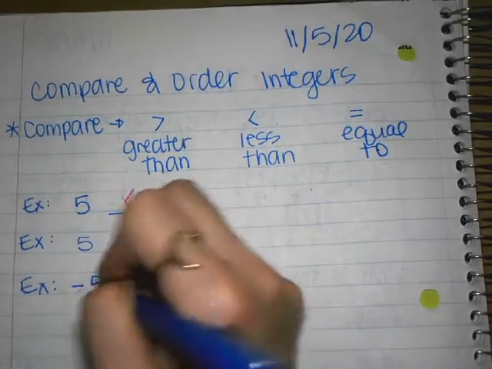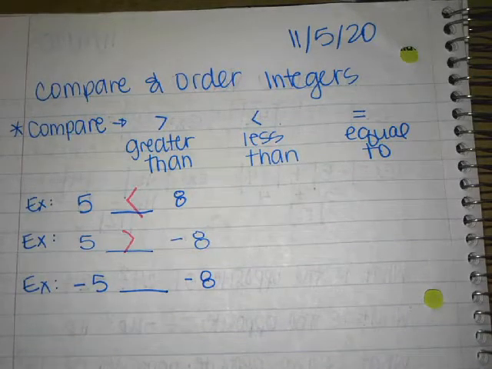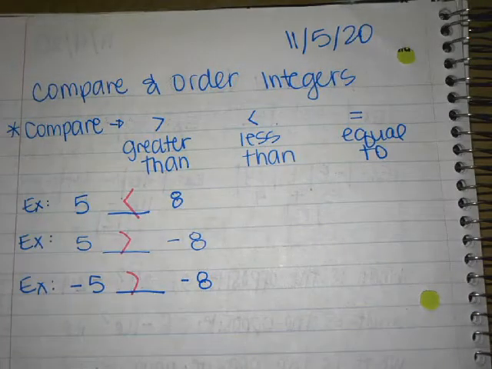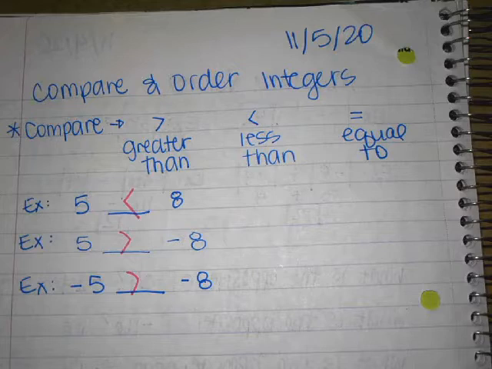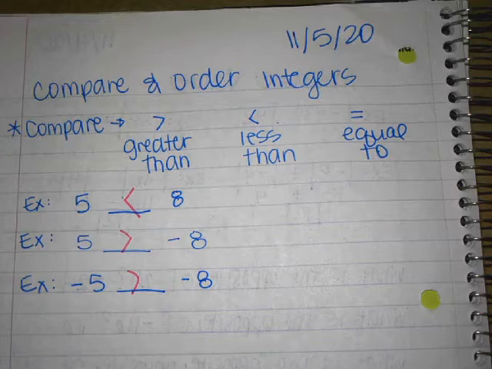Okay, what about this one? What if they are both negatives? I have a negative 5 and a negative 8. This might be a little new to some of you. If I have both negatives, raise your hand if I would put a greater than, a less than, or an equal to symbol. What would I put, you guys? Greater than. I am going to put a greater than symbol. It is the opposite of your positives. So if you think about a number line, which number is closer to 0 on that number line? Negative 5 is closer to 0, so negative 5 is greater.